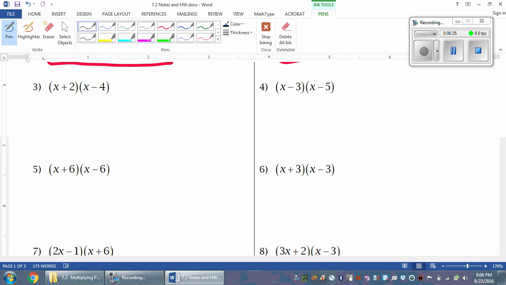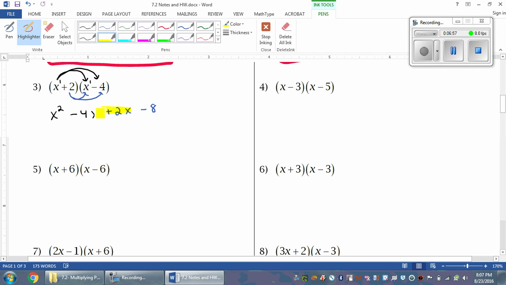All right, so number 3, remember this is a double distributive problem. We're going to first distribute this up. What is x times x? So that's just x squared. Because again, both exponents are separate, but 1 plus 1 is 2. Next, I have x times negative 4, that's just negative 4x. Then I'm going to go ahead and distribute the 2. Positive 2 times x, that's positive 2x. And then positive 2 times negative 4, that's negative 8.